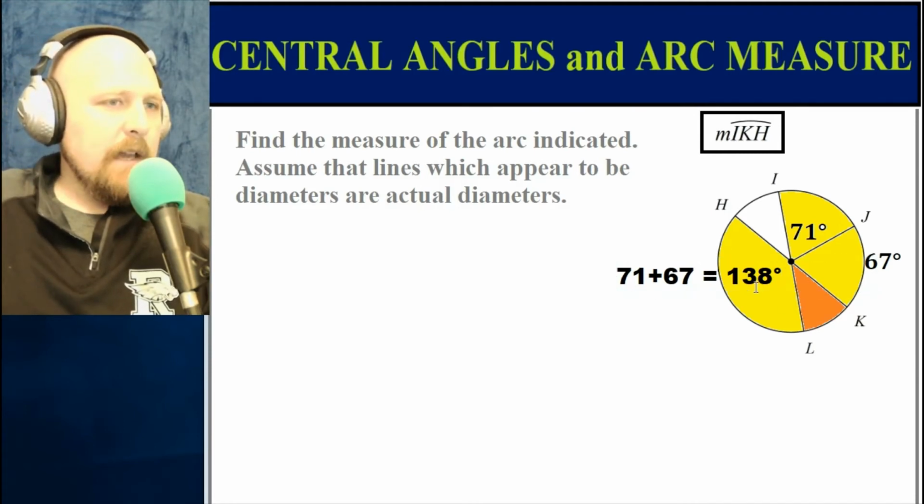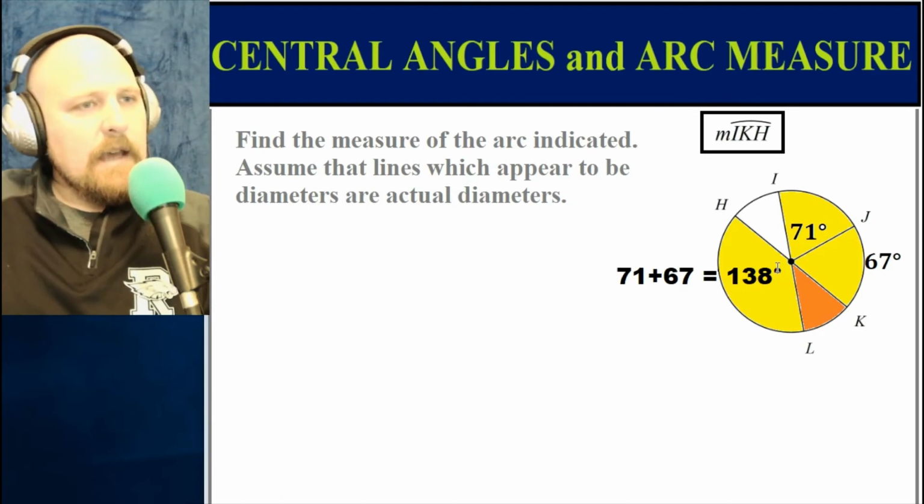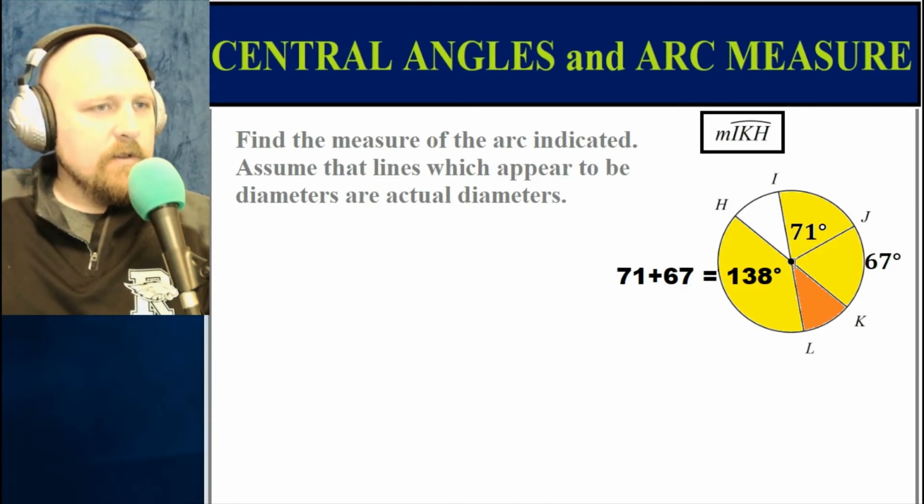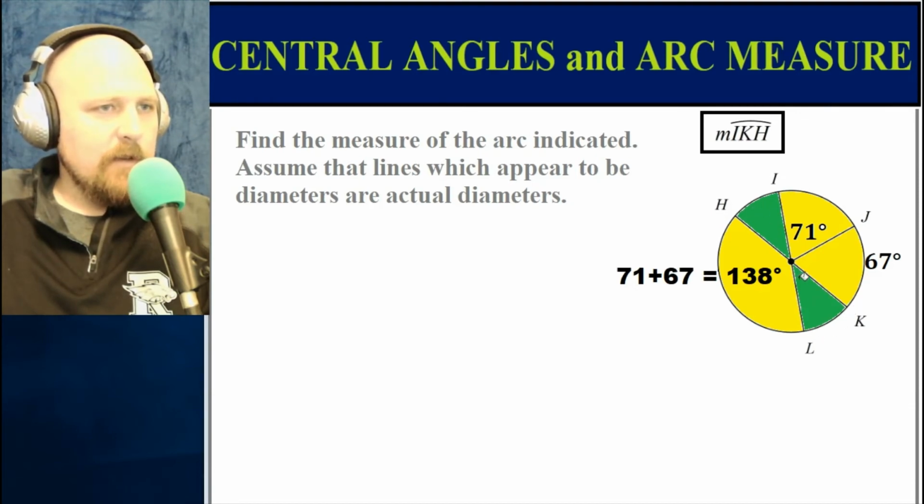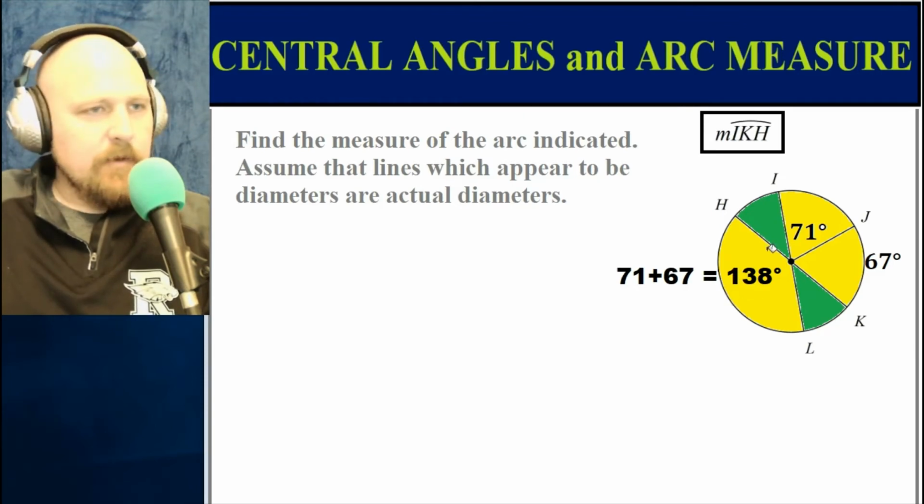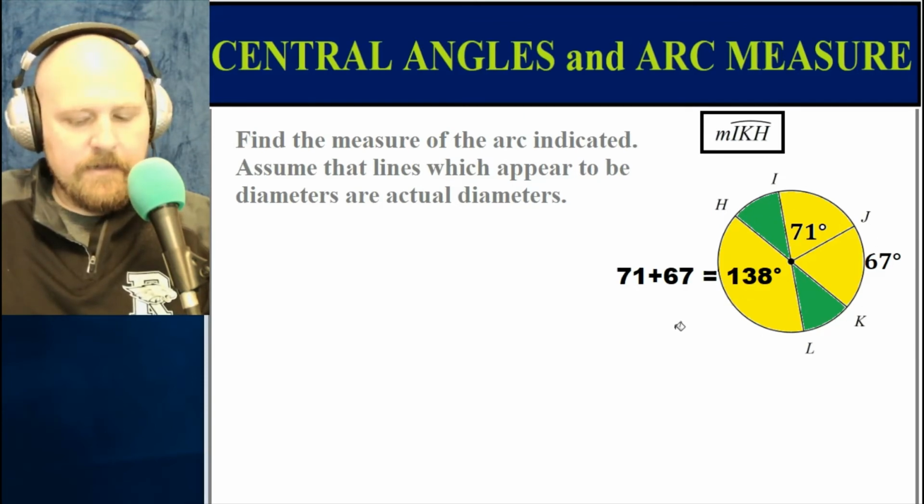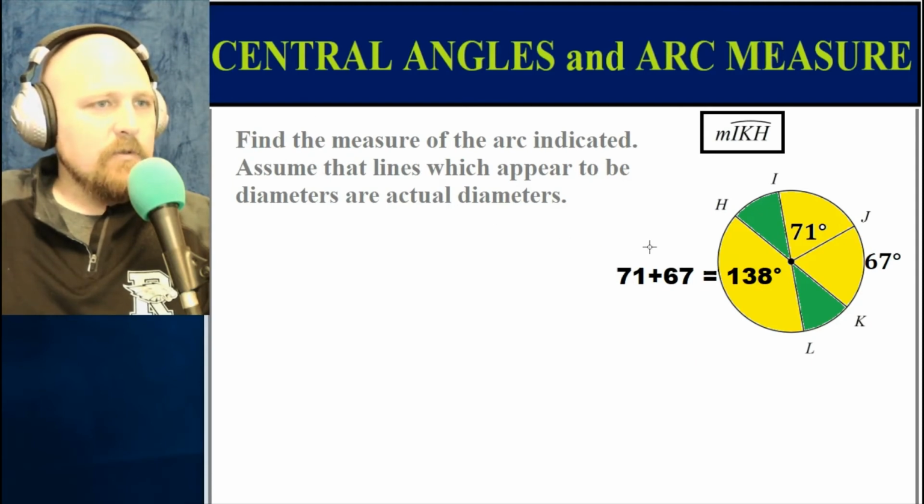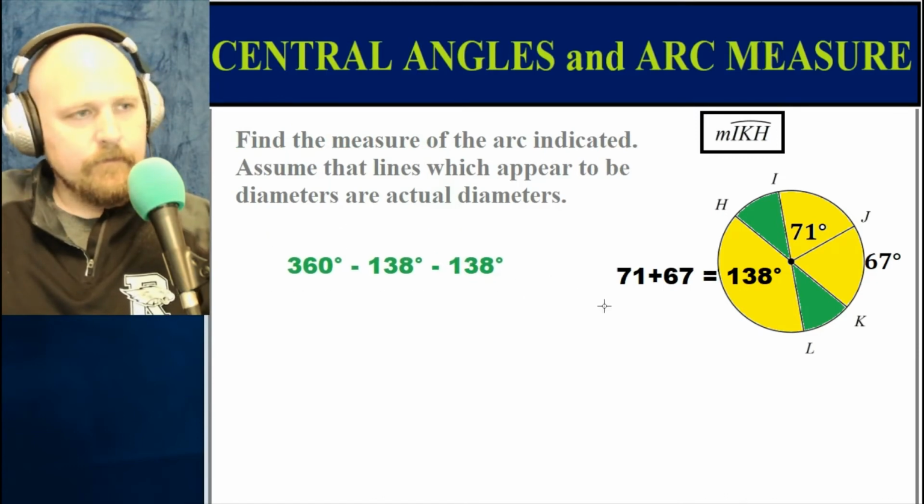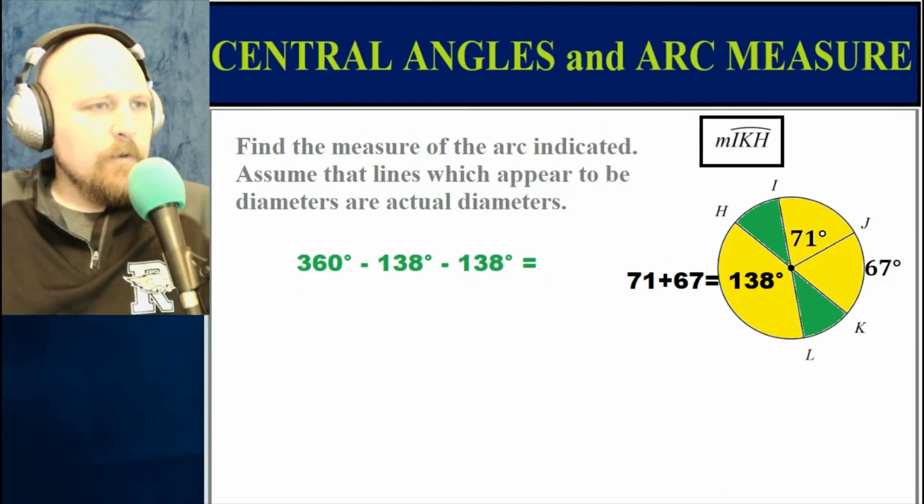And then what we have to do is figure out that these two are also vertical angles. So these two green sections, I to H and K to L, those are also vertical angles, so the arc measures are equal there. So the first thing that we got to do is take the entire circle, 360 degrees, and then we have to subtract the 138 and this 138 to get the total of these two green sections here. You should get 84 when you do that calculation.